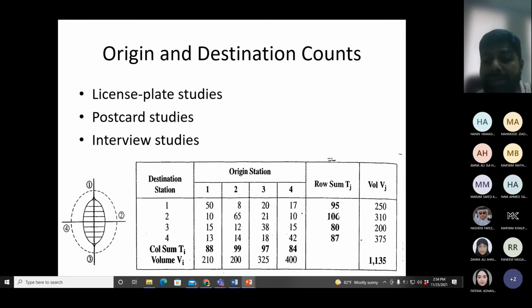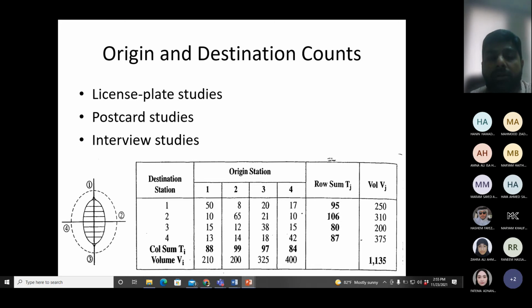Now these numbers are a sample of the actual number of trips entering and exiting the area. They are a sample. Why? Because any of these techniques cannot give you the exact number of travelers between origin and destination. For example, license plate number. If you are recording license plate numbers, it is impossible for any observer to record the license plate numbers of all the cars. So you are just recording a sample.